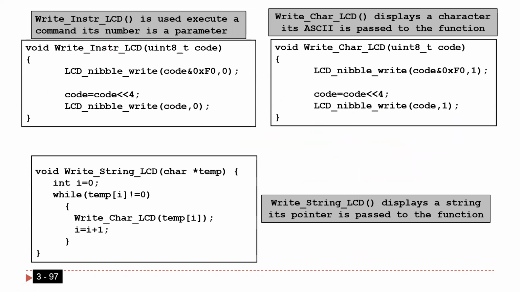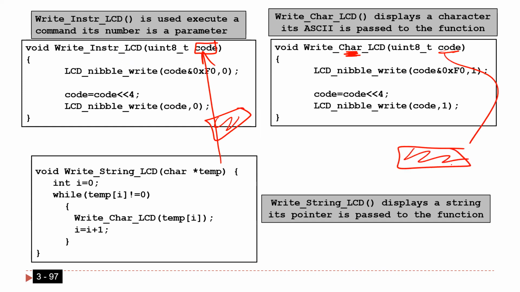For example, I have another function called write instruction to LCD. What is this function doing? You have to send to this function the byte for the command, the code. I told you every command has a certain code, and I'm going to teach them. This function is used if you want to send a command. This one is used if you want to send a character. The difference is that here I have to send the code for the command, and here I have to send the ASCII of the character you want to display. Is that okay? And this function is actually going to call the nibble function twice.